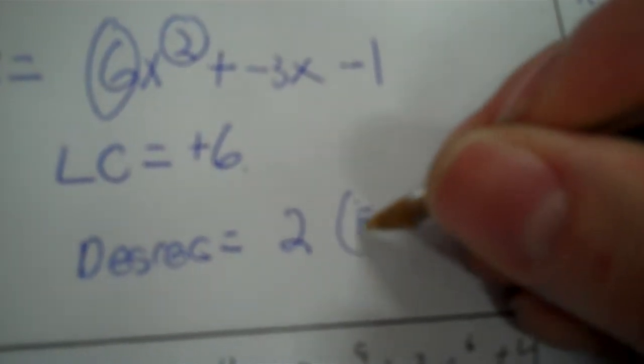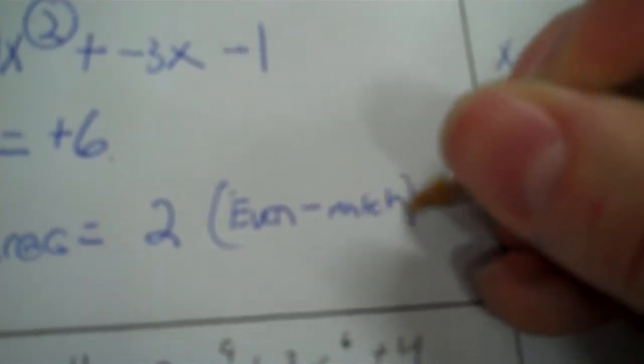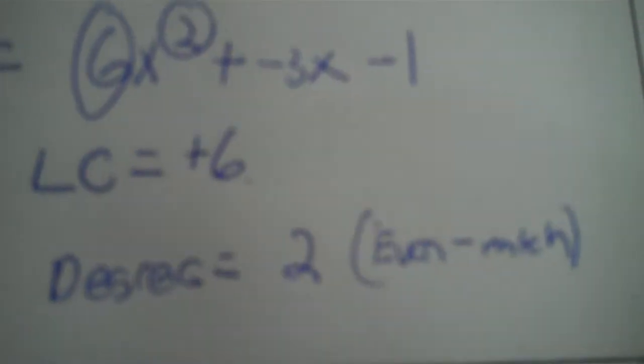Degree's 2. Now the question is, is that even or odd? It's even. So if it's even, you put match. That means the end behaviors have to match. So if that's positive infinity, this will be positive. This will be the same thing. If it's odd, they're opposite. But if it's even degree, they match.